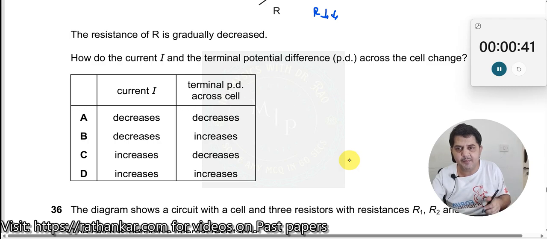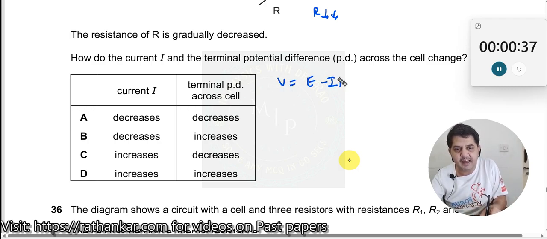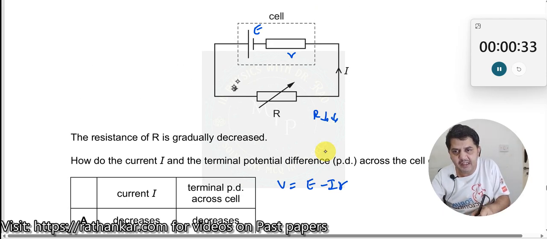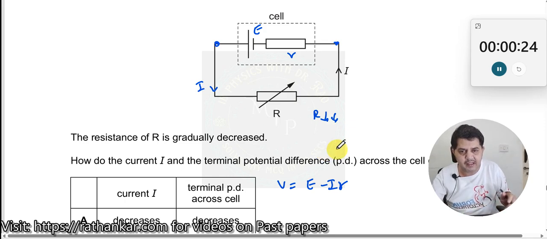Okay, what is the terminal potential difference given by? The formula is V equal to E minus Ir. Which r is this? Small r, the internal resistance. And this should also be equal to, what is the terminal potential difference? The potential that you find here. If this is the current I, then the potential drop is I into R. So this should also be equal to I into R.